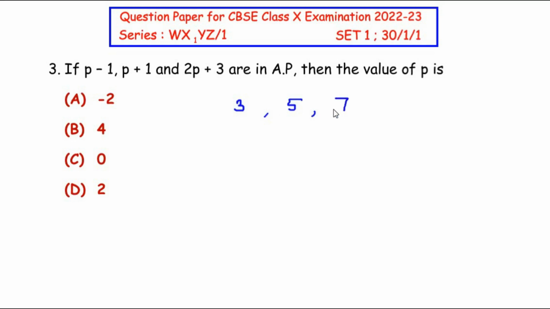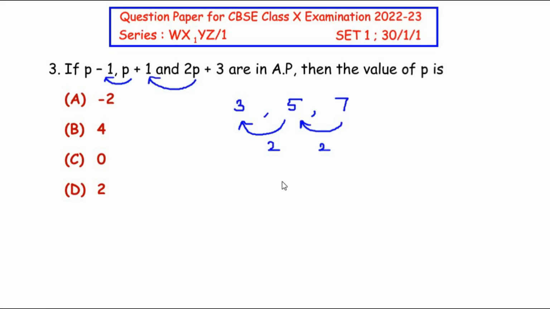Now if you look at this sequence, the common difference is going to be 5 minus 3, that is 2, and the common difference between the third term and the second term is also going to be 2. So you can see that the common difference is the same. Similarly, we are going to find the common difference between these two, and that will be equal to the common difference between these two.